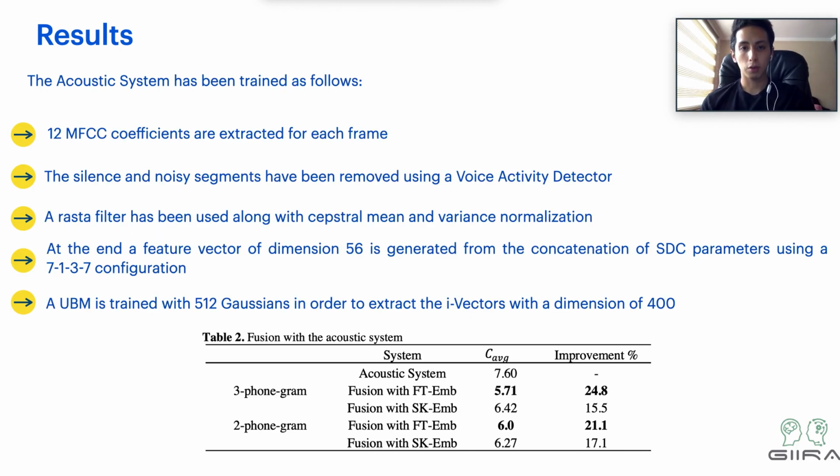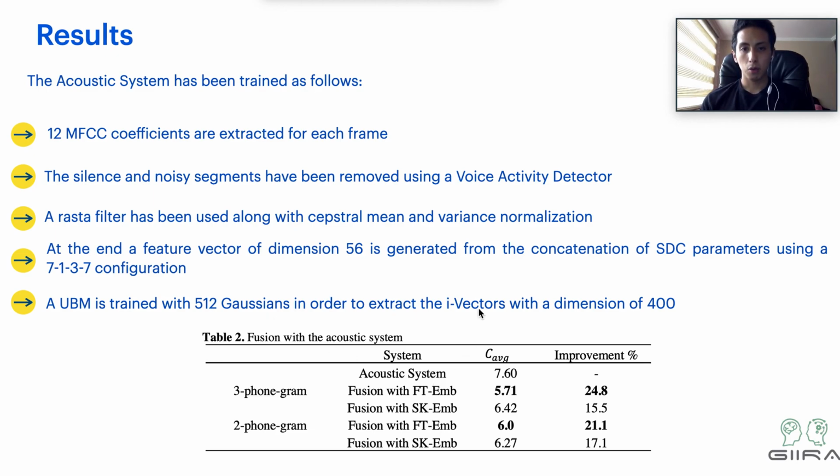Once we have obtained our phonotactic system, we fuse these results with an acoustic system. We have used an acoustic system that has been obtained as follows. Firstly, we have used mel frequency cepstral coefficients that are extracted for each frame. Then the silence and noisy segments have been removed using a voice activity detector. Also, a RASTA filter has been used along with cepstral mean and variance normalization. We have used also SDC parameters and trained a UBM to extract the i-vectors for the acoustic system.